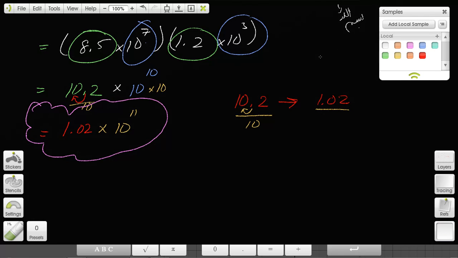So please review this section, and this is the first section of this chapter, section 2.1, and be very, very good at it, and then we move on from here.